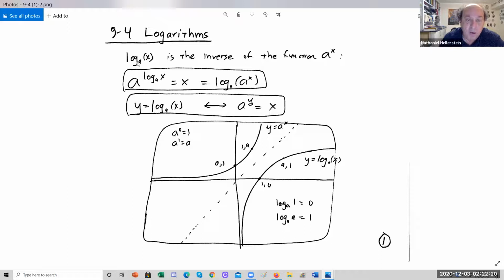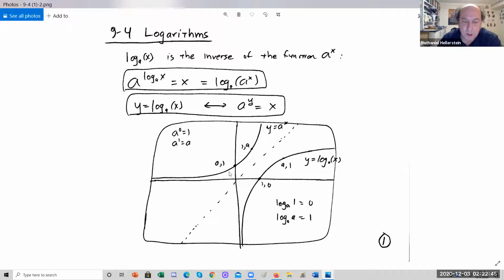Now, the logarithm base a of x is the inverse of the exponential base a. a to the log base a of x is x, and log base a of a to the x is x. So y is the logarithm base a of x if and only if a to the y equals x. That means the graph of the logarithm and the graph of the exponential look like each other when you flip through the diagonal y equals x.